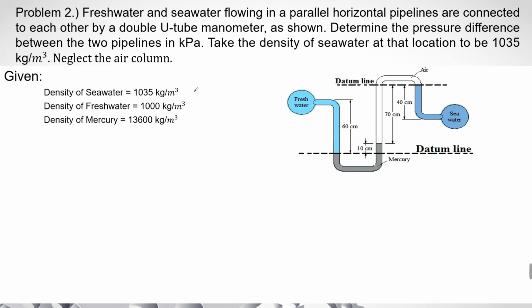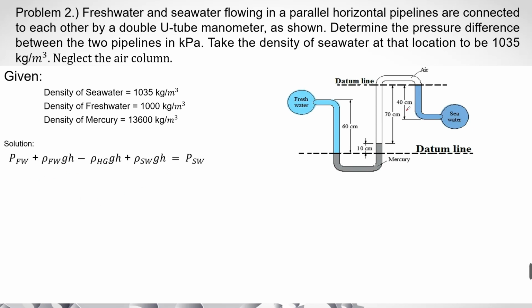Neglect the air column. So the givens in this problem are the density of seawater, which is 1035 kg per cubic meter. Also, as we all know, the density of fresh water is equal to 1000 kg per cubic meter and the density of mercury is 13,600 kg per cubic meter. So let's start solving. But let's consider that downward is positive and upward is negative.